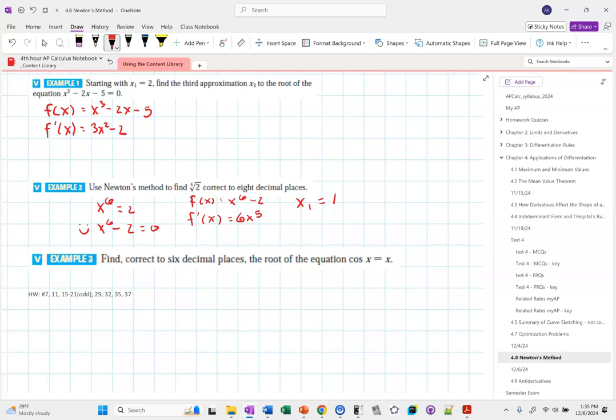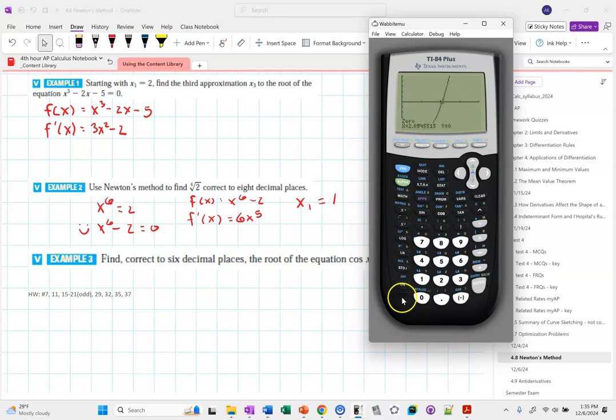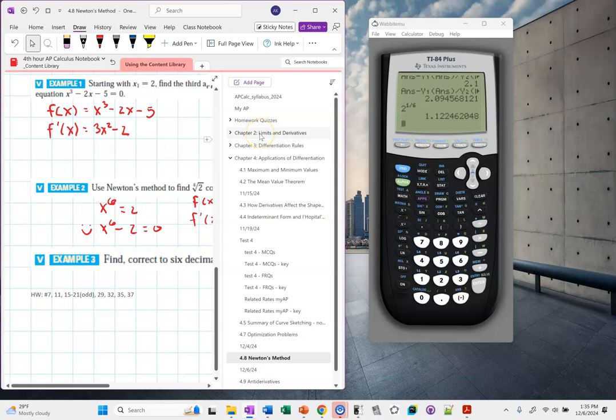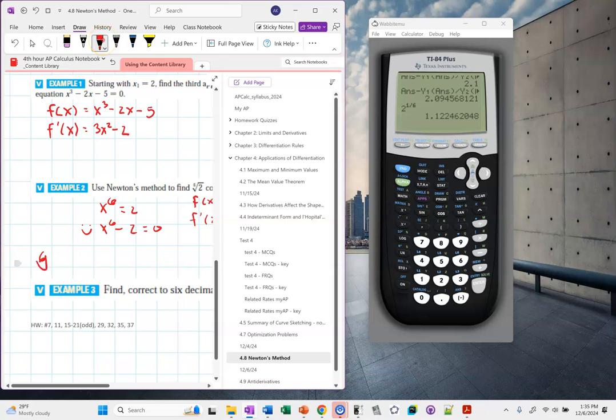And it says we want this correct to 8 decimal places. So let's just go ahead and write the 6th root of 2 down for a moment to make sure that I have the 8 decimal places there that I desire. It's 4 decimal places. 6, 2, 0, 4, 8. Okay.